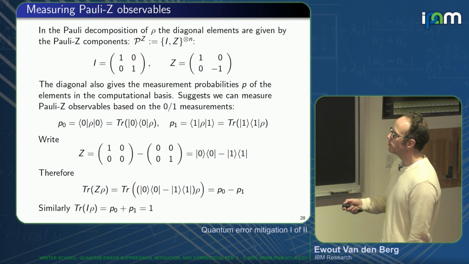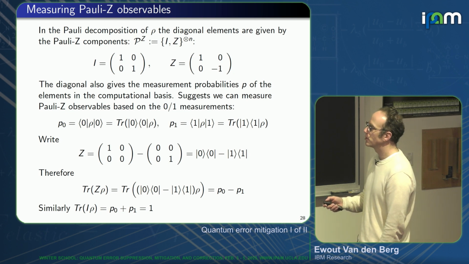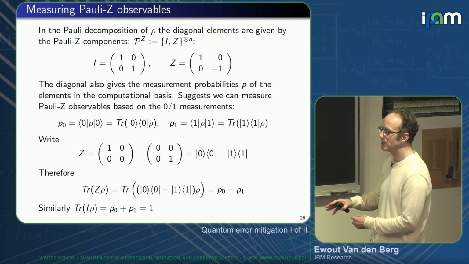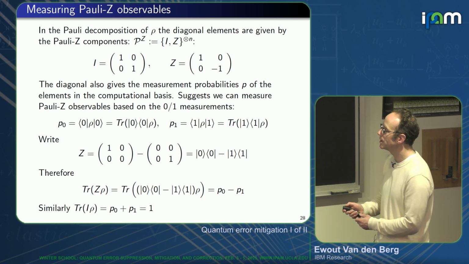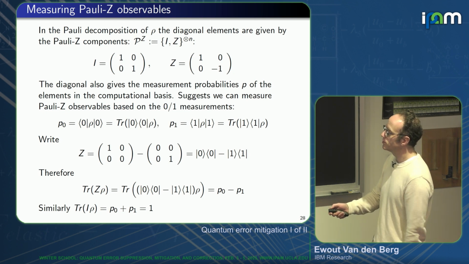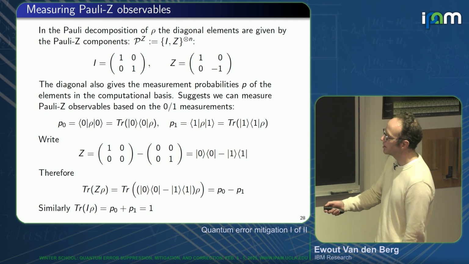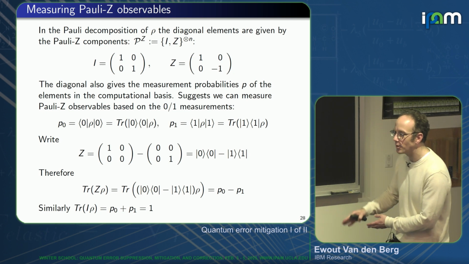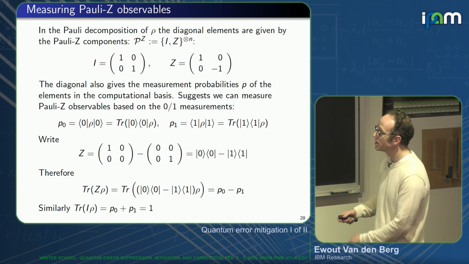So if you look at the density matrix rho, we saw that the elements on the diagonal give you the measurement probabilities in the computational basis, right? And those diagonal elements can be expressed as a sum of Pauli Z components, because this is the identity, this is Pauli Z, and this is the only way you can get diagonal elements, by combining these two matrices, right?